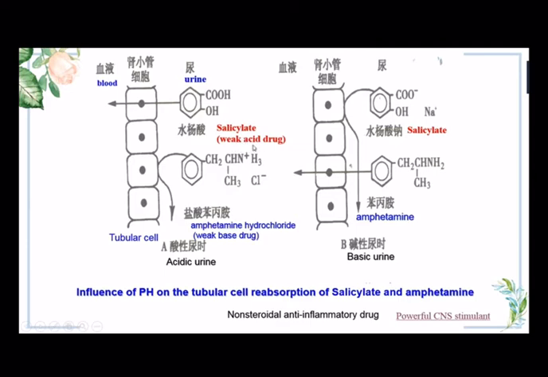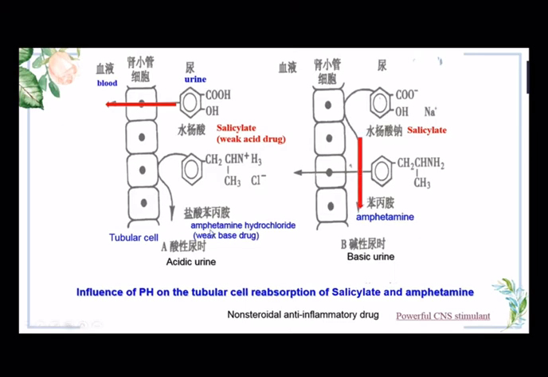Salicylate is a weak acid drug. Amphetamine is a weak basic drug. The question is whether in acidic urine or in basic urine the drug is easier to be excreted. For salicylate, when they are in acidic urine, more of the drug is in non-ionized form. They pass through the membranes more easily and are absorbed. When they are in basic urine, more drugs are in ionized form. They do not penetrate the cell membranes easily and are not absorbed. They are easier to be excreted.